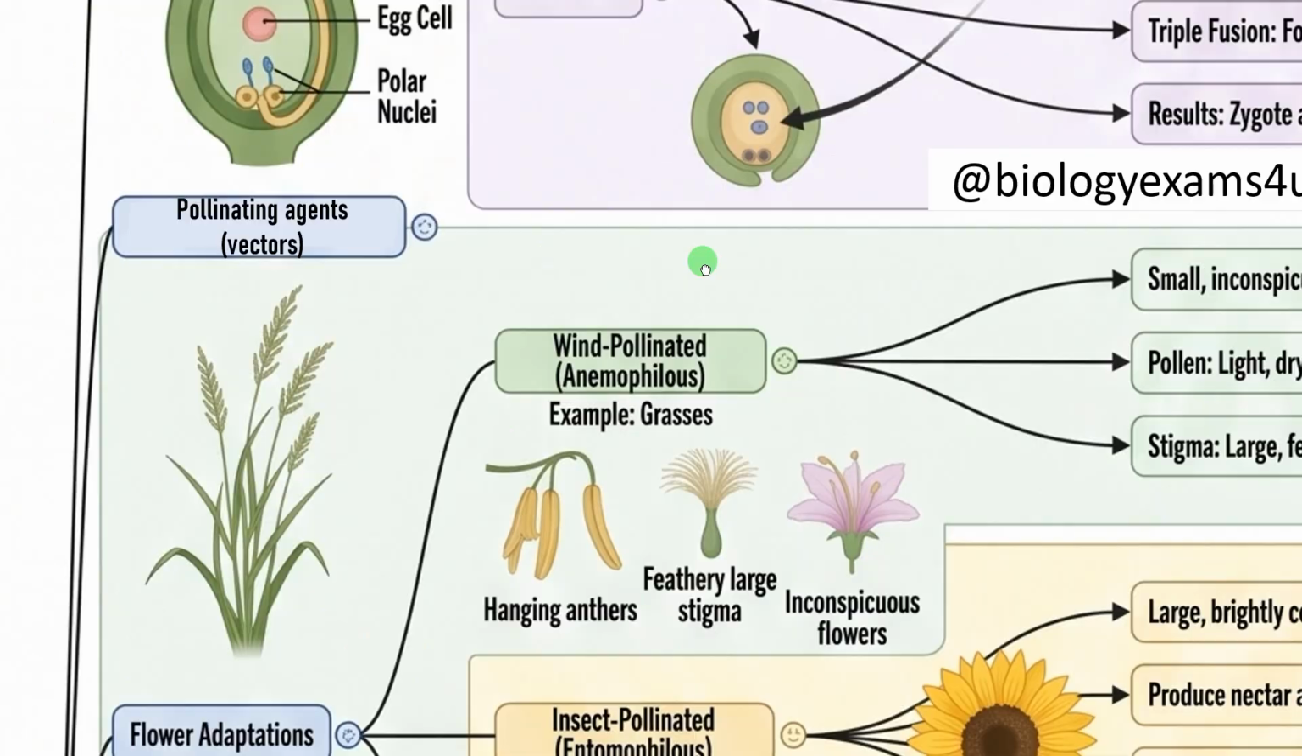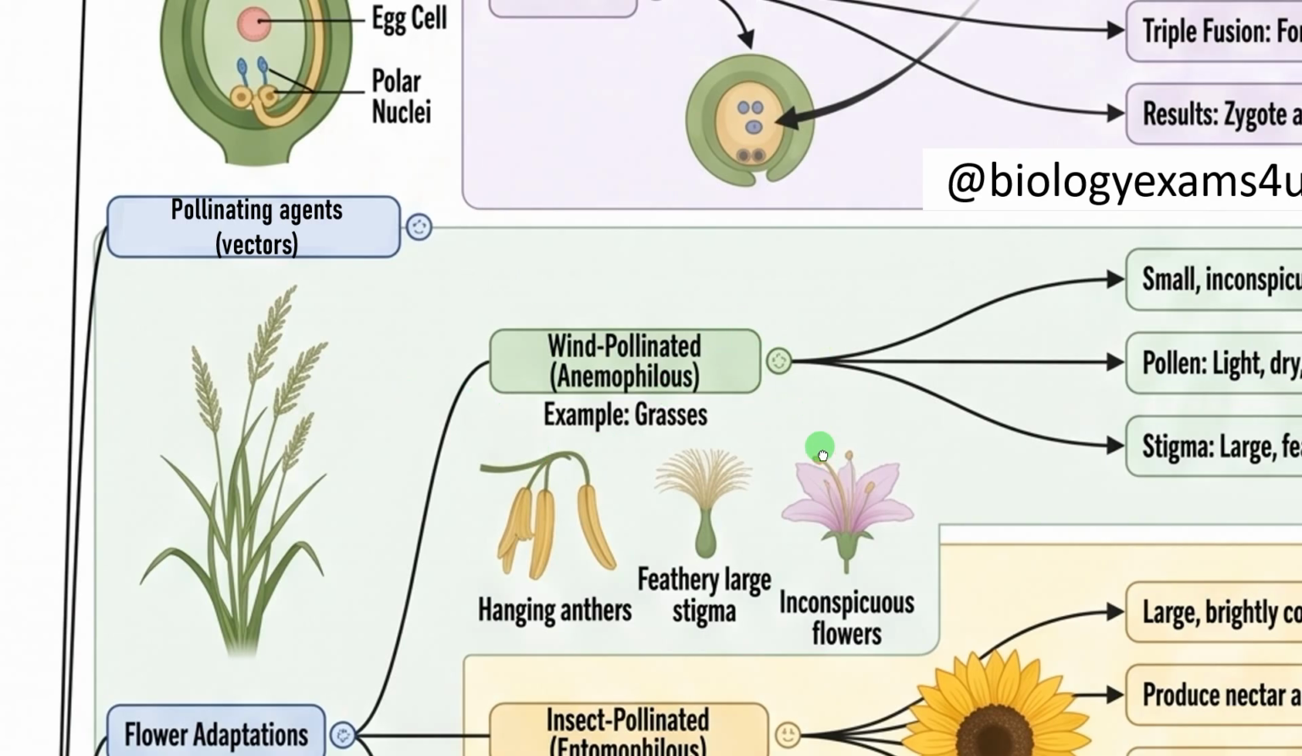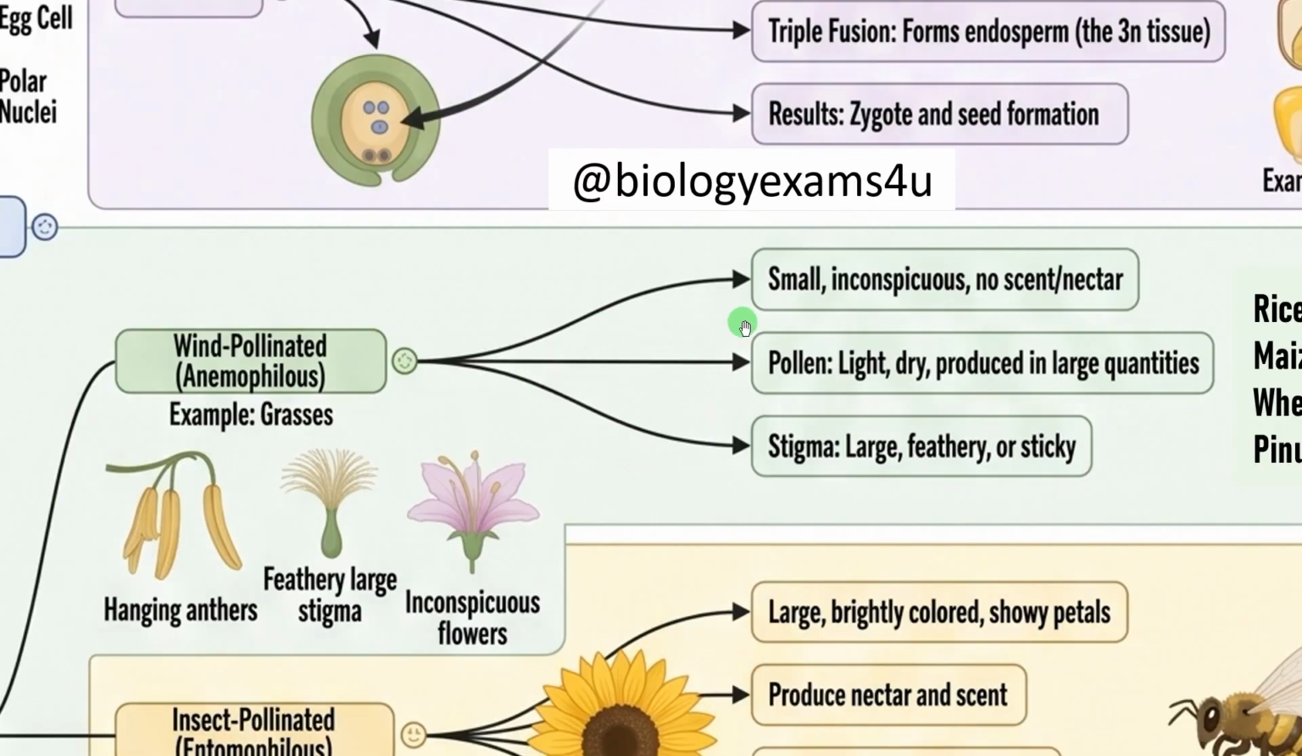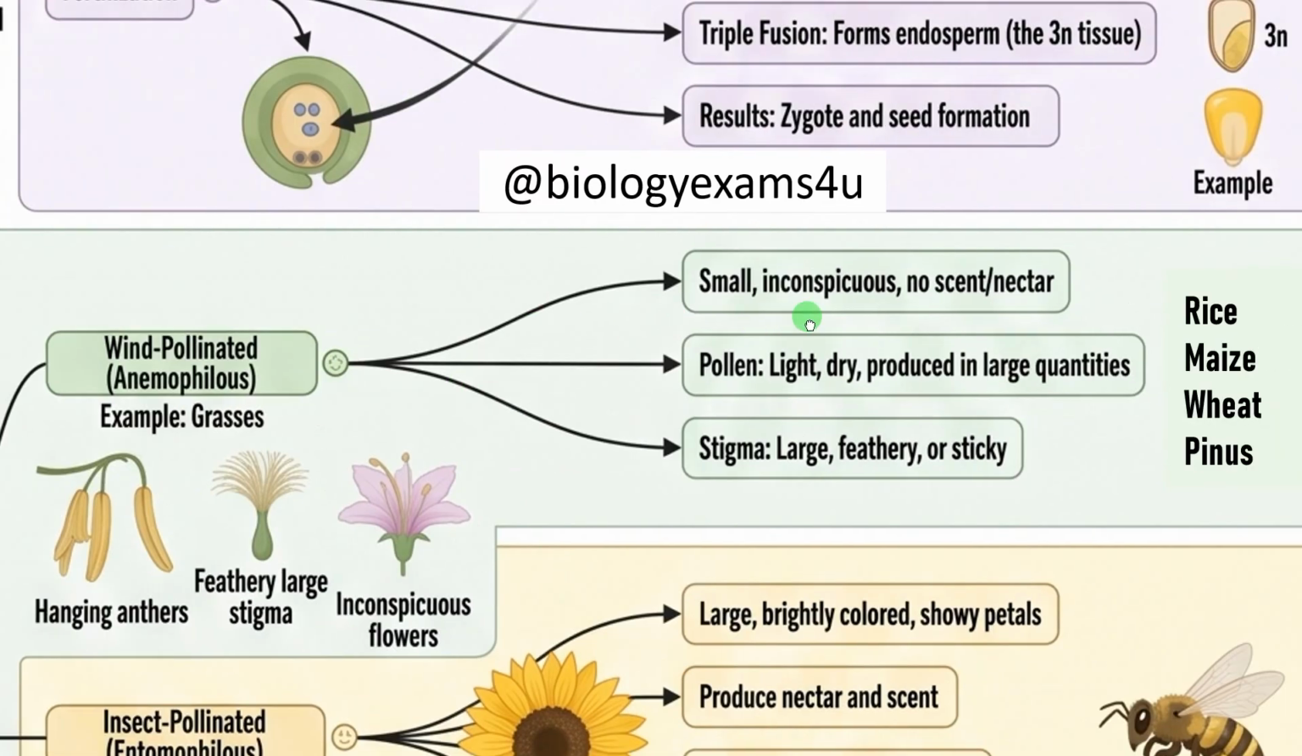Now moving to the second aspect, what are the pollinating agents that work for this pollination? There are different types of plants. Some are wind-pollinated. They are called anemophilous, like grasses. Their specialities are small, inconspicuous flowers without scent or nectar, as it is not needed since they are wind-pollinated. They have hanging, flexible anthers and large, feathery stigma. Pollen is light, dry, produced in large quantities and carried away by the wind.